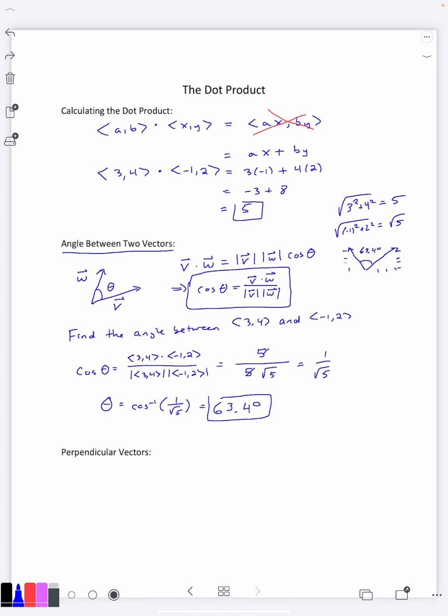And now you can use this to find the angle between any two vectors. You take the dot product between them, you take the magnitude of each one separately, you put it into this formula, and you're able to get the angle between them.